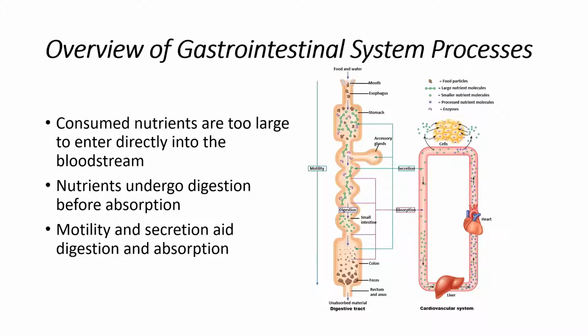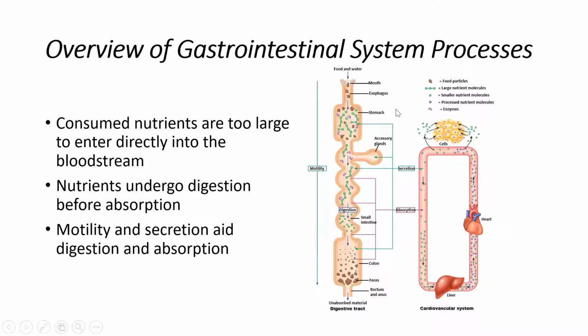So motility and secretion are also helping to aid digestion and absorption because they're helping to lubricate the GI tract and move these food particles, and eventually smaller nutrient particles, along the GI system so that they can be absorbed in the distal parts of the GI tract, the intestines.